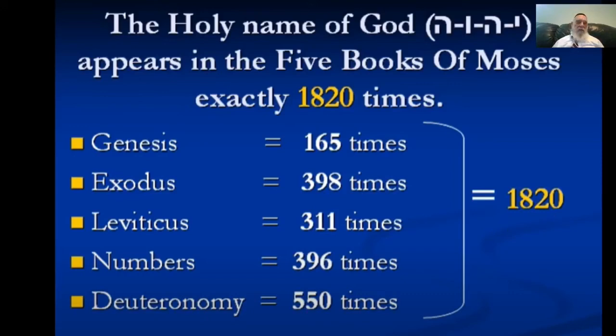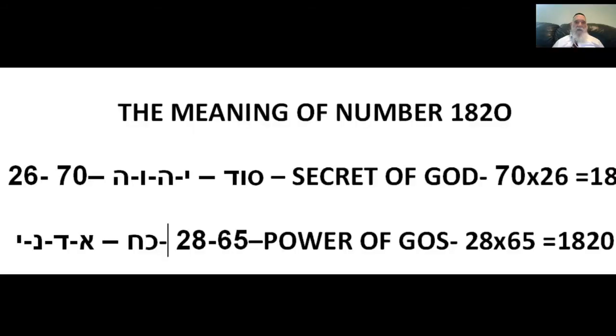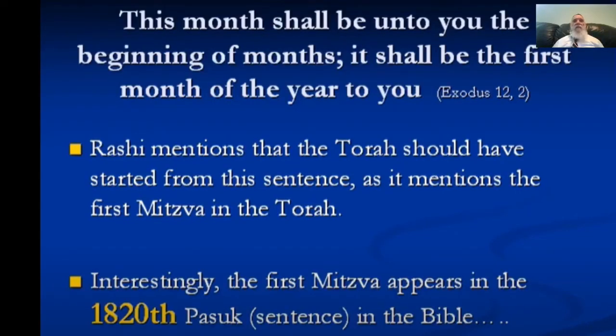So under 1820, which is, as we said, representing the power of God and the mercy of God, this is the Torah. All the five books of Moses have 1820 times God's name, Yud Kei Vav Kei. Then let us see more what we have here.